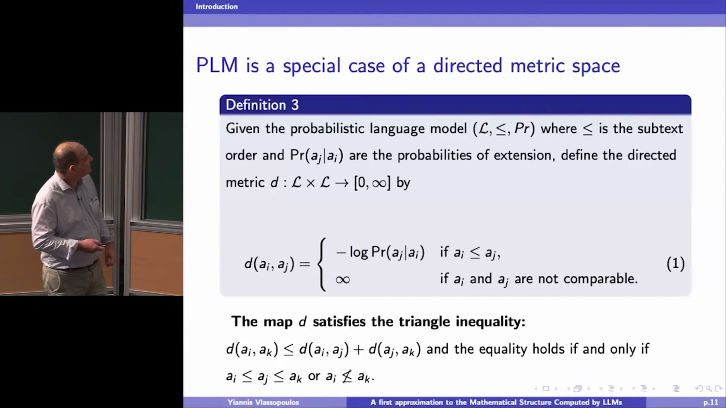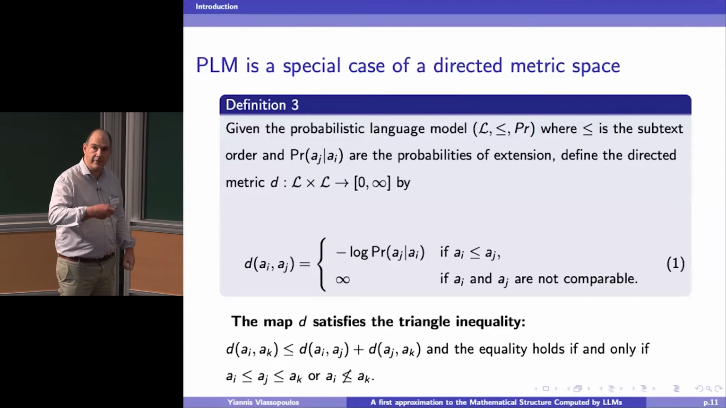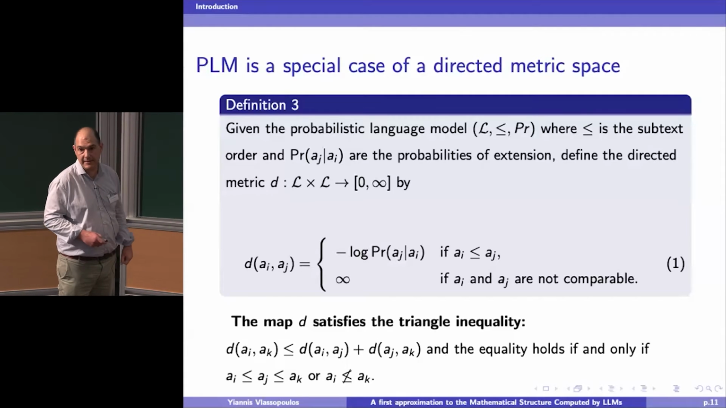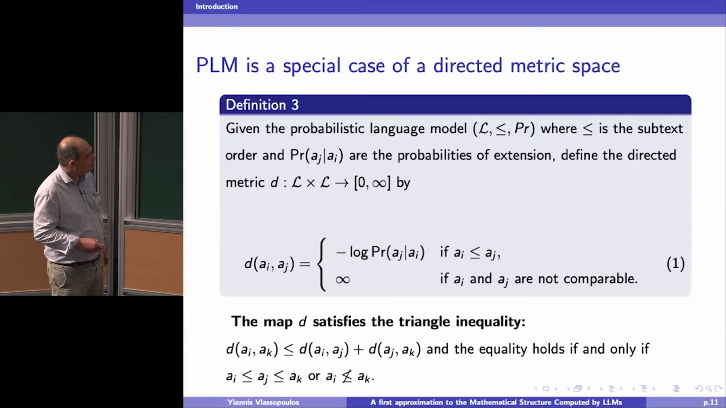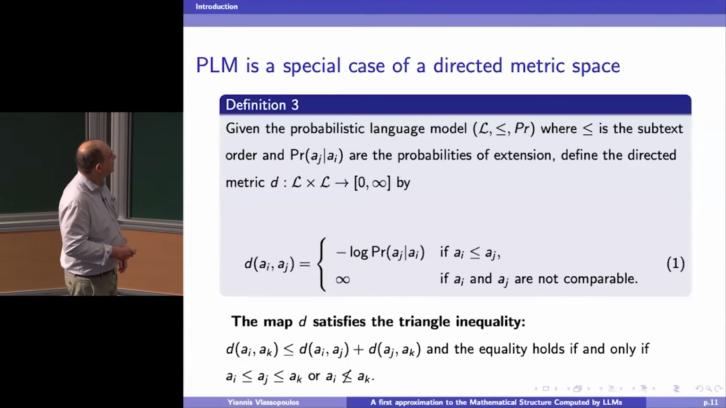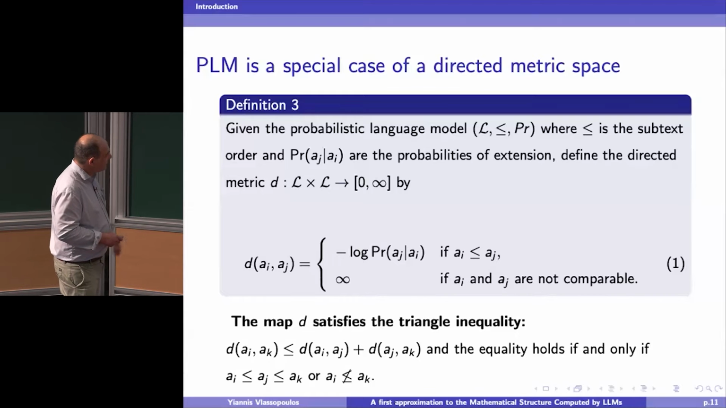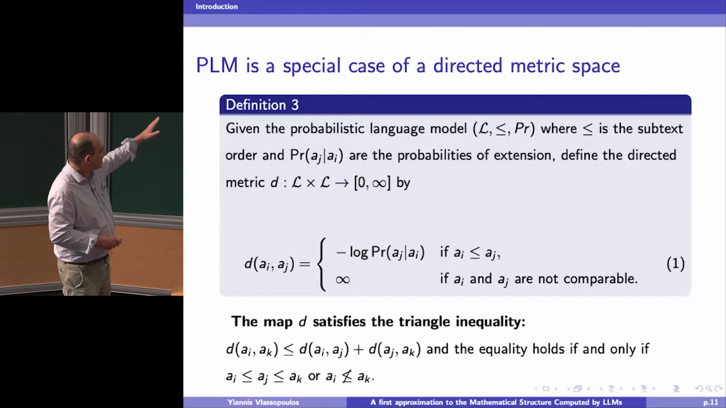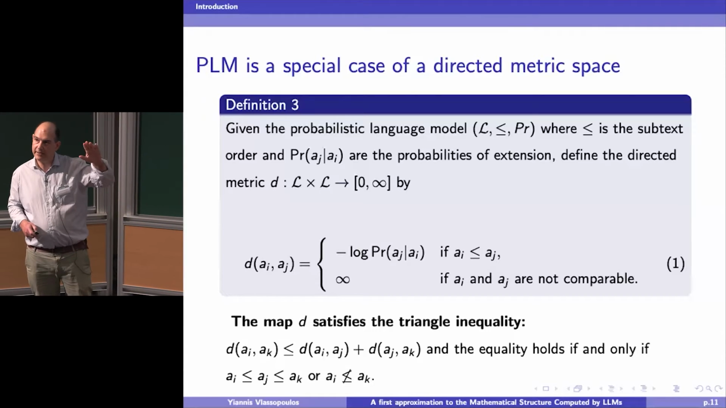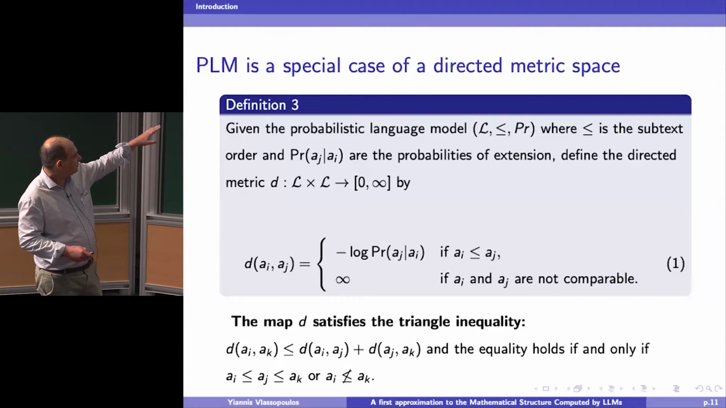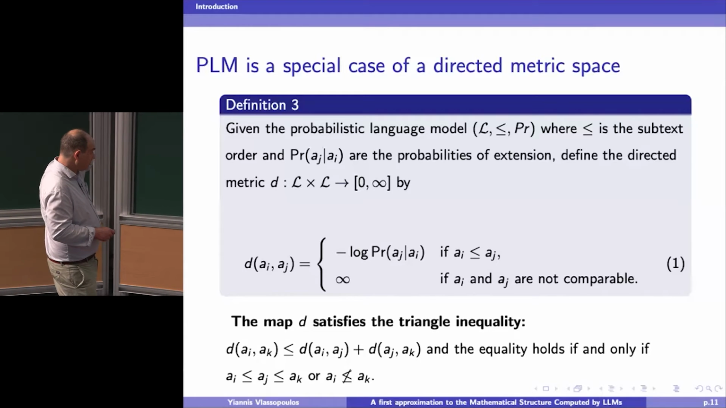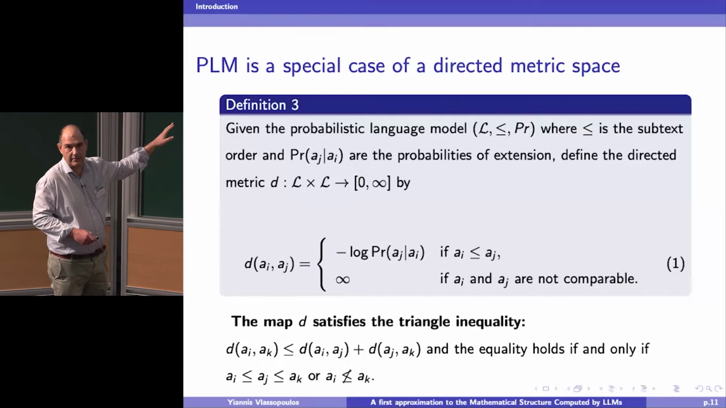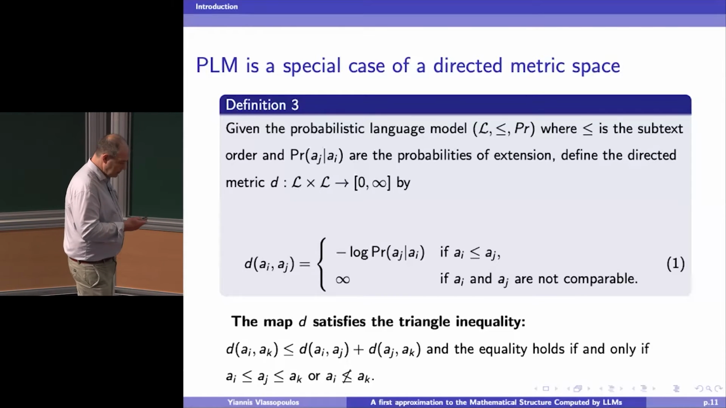The first thing we notice is that given this probabilistic language model, we can immediately define a directed metric space. The way to do that is to take the distance to be the minus log probability if AI is less than or equal to AJ, and to put infinity if AI and AJ are not comparable. Then you can check immediately that this satisfies the triangle inequality, in a slightly degenerate way, but still enough. When AI is less than or equal to AJ, less than or equal to AK, the inequality becomes an equality, and in any other case, one of the two sides has to be infinite. So it does satisfy this sort of inequality.